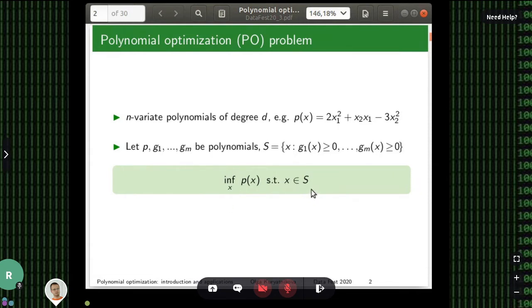This is a very short problem, which looks very simple, but actually this is not simple at all, because it is a very general problem. There is a lot of applications which you can formulate in this way. And in fact, just in this formulation for general polynomials, one cannot solve it. So we have to do something with it to be able to solve it.